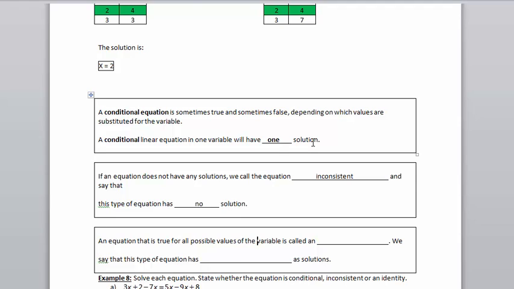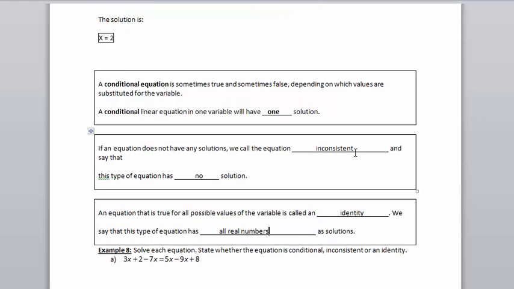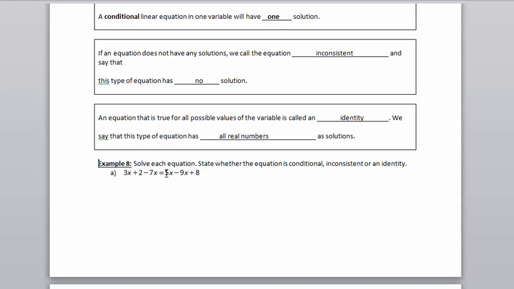Other types of equations are true for all possible values of the variable. This is called an identity. We say that this type of equation has all real numbers as solutions. Let's look at an example.